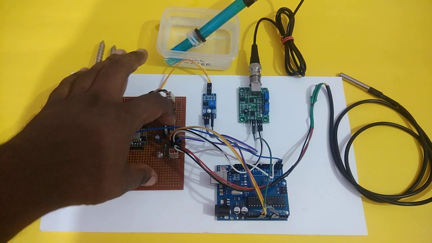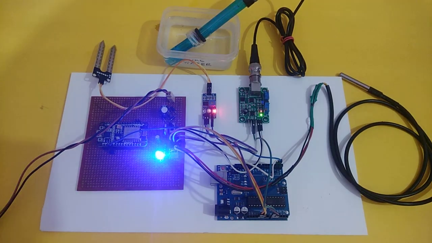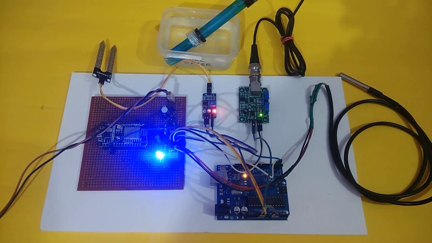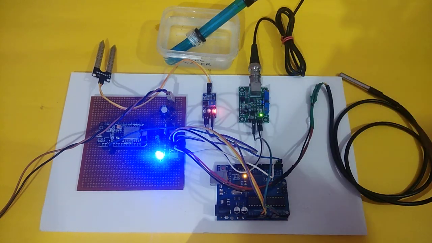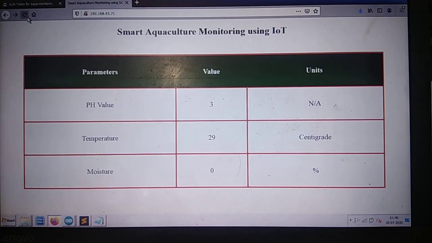First of all, we have to switch on the power. After switching it on, you can see the power LED is glowing. I have already dipped the pH sensor electrode into an acidic solution. You know that an acidic solution has a pH value ranging from 2 to 3. Let us see how we can monitor these parameters in the web page.